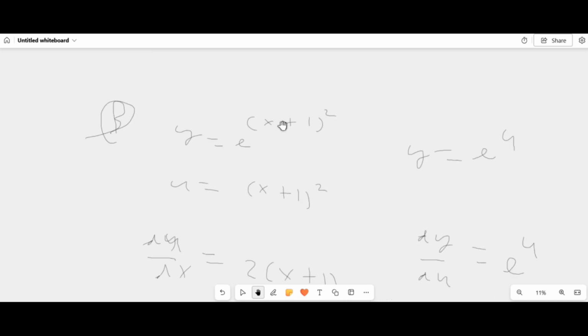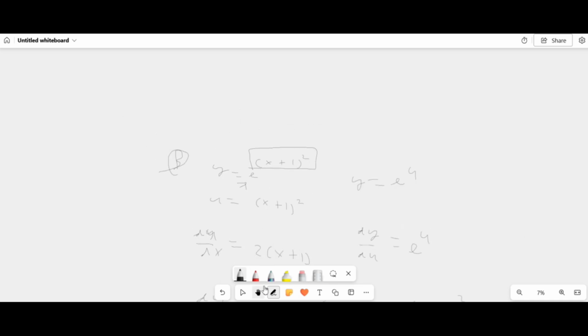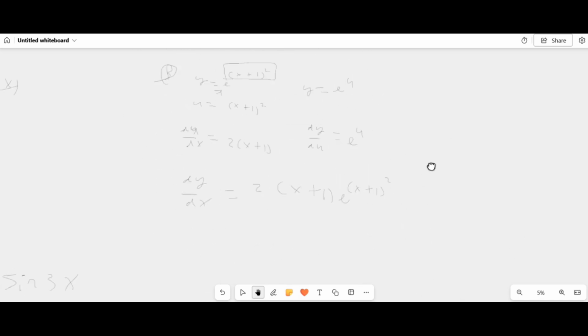You can do it from the start, by the way. Differentiate the outside. The outside function is the e. Differentiate that, you're just going to get e to the power of x plus 1 squared. And then differentiate the inside. The inside is this thing. Differentiate that, you get 2 times x plus 1. So then just times the outside. And that's it. You get the same answer.